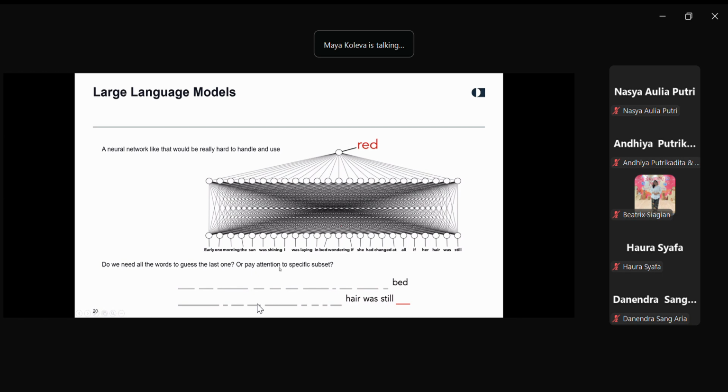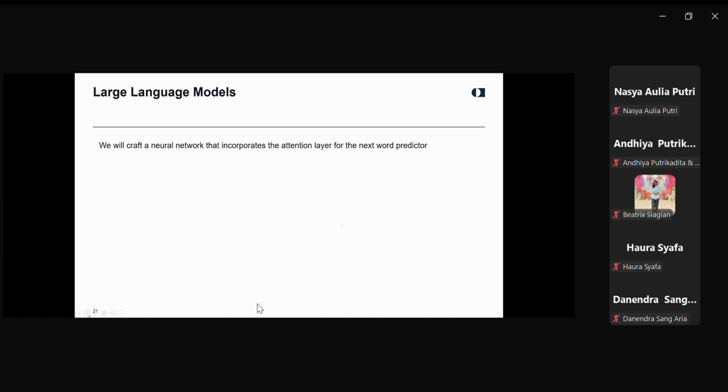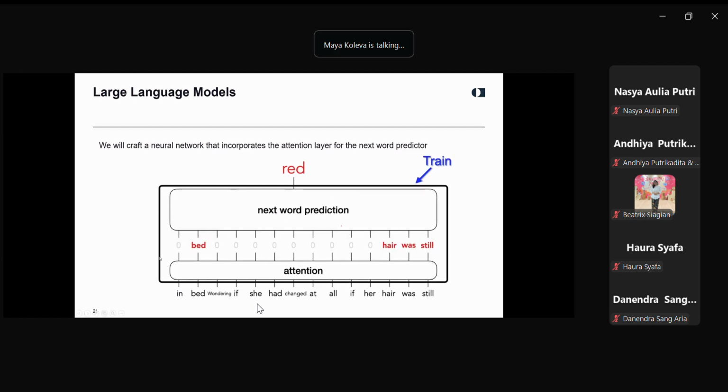This is where transformer models come in. They help the model identify which are the words that you need to pay attention to. So it turns out that to guess the word red, you need to know the word that it has to rhyme with and the 3 words before it. So we will craft our neural network that incorporates the attention layer. And this is how a neural network in reality would look like.